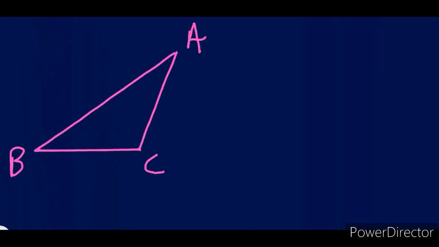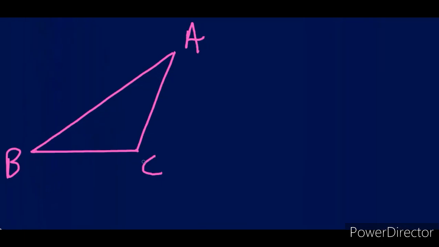Alright, here is an obtuse angle triangle. Since C corresponds to this side, we're going to call it C. And since B corresponds to this side, we're going to call it B. And since A corresponds to this side, we're going to call it A.